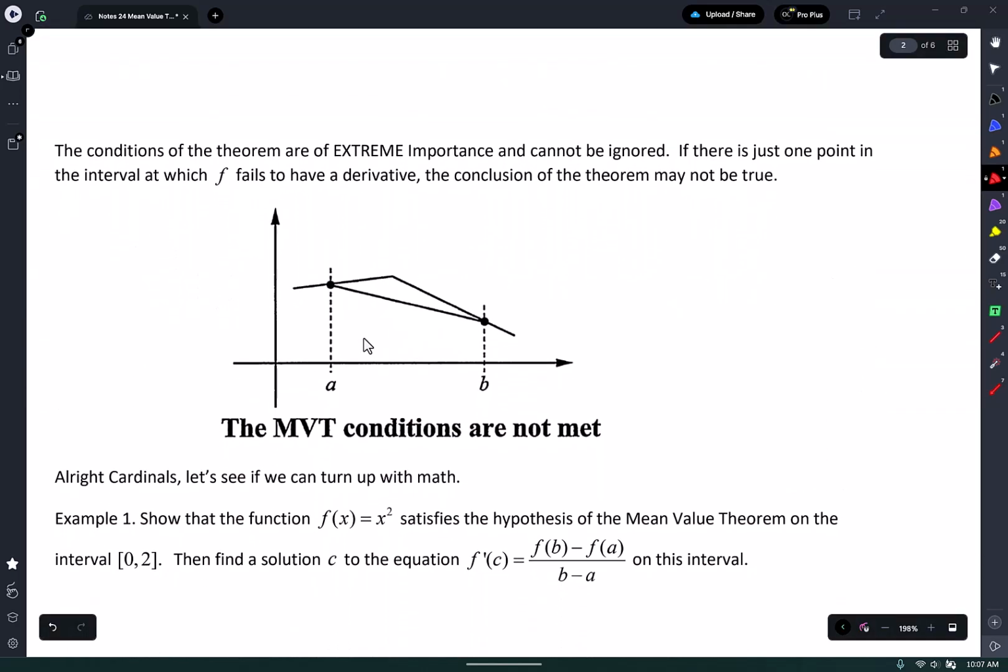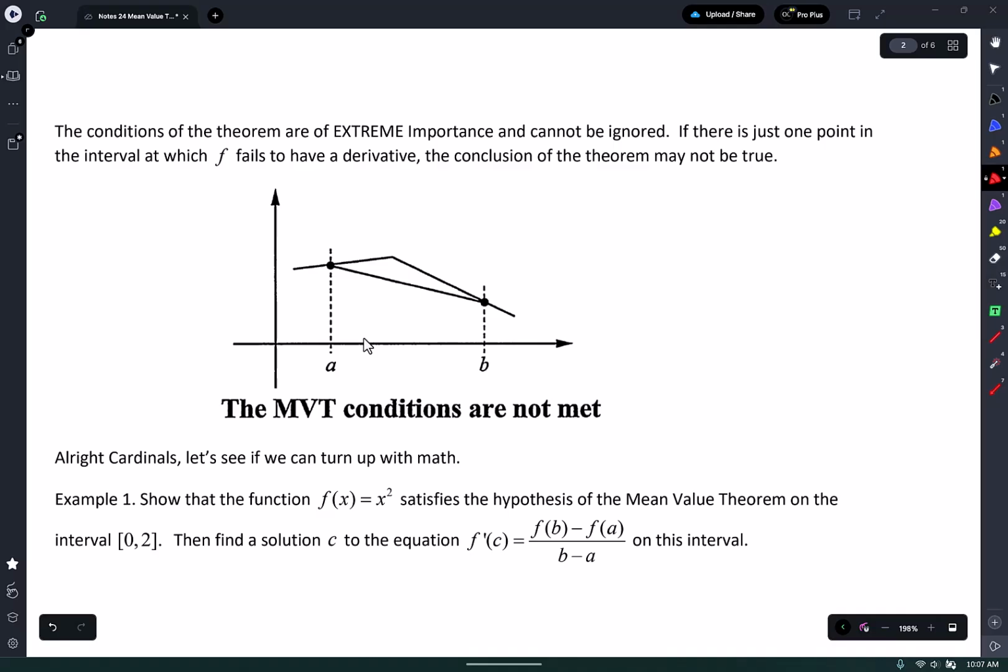If the conditions do not apply, you cannot use the mean value theorem. So look at this picture here. See how the average rate of change between A and B is whatever this line is? But notice you're not differentiable on that interval. See? Not differentiable.